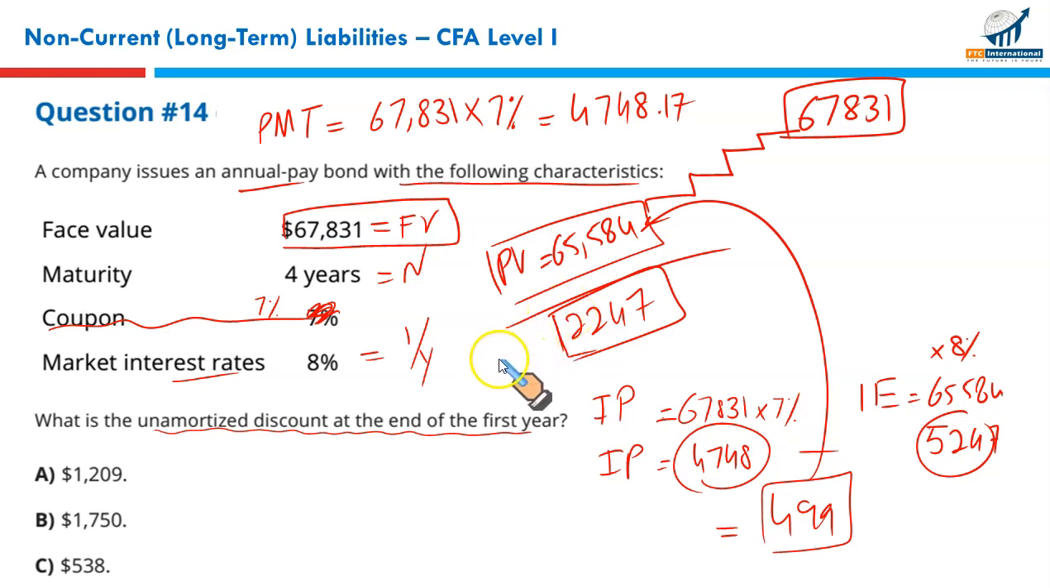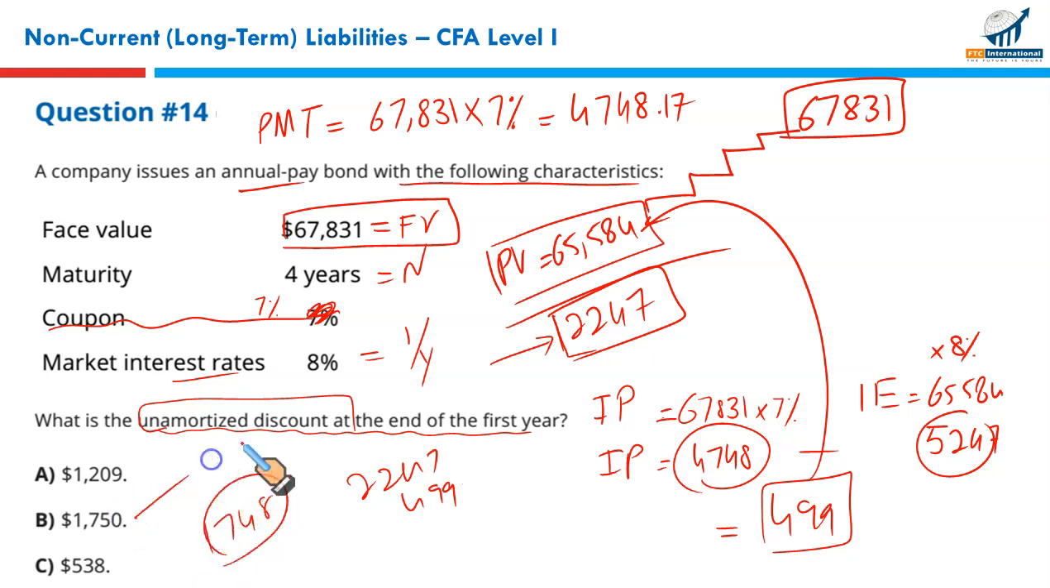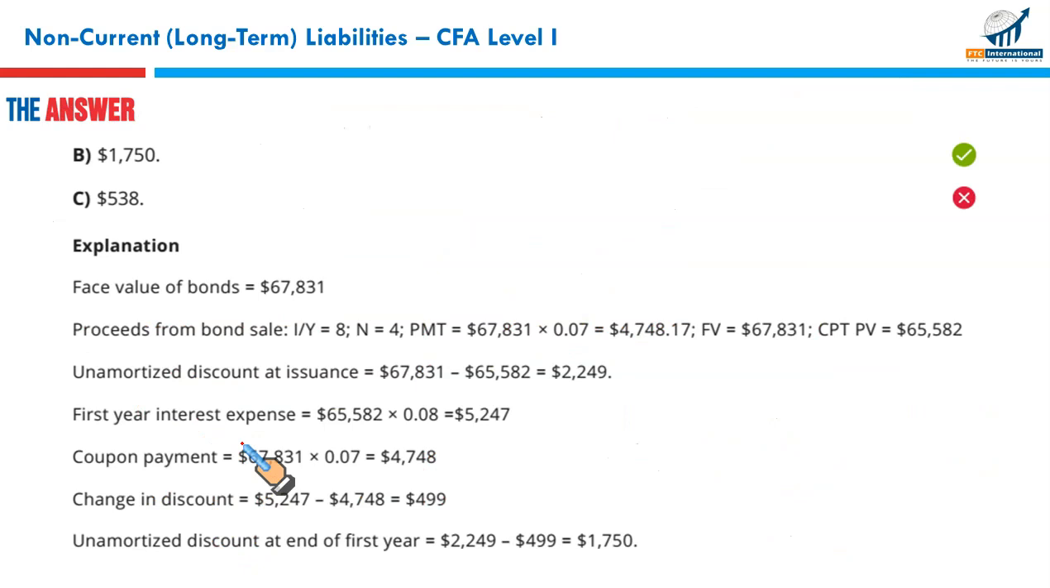So this is the original balance on discount, and this much has been amortized. We need the unamortized discount. This was the original discount, out of which this much has been amortized during the current year. So 2247 less 499 should give you a somewhat close result. 2247 less 499 is 1748. Because of rounding off, B is the right answer. B it is.